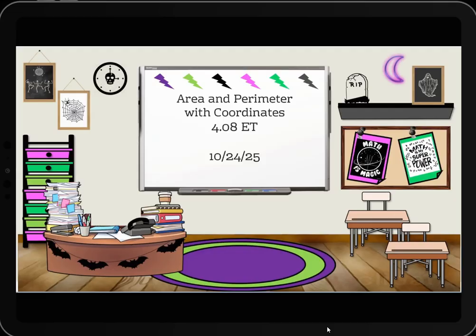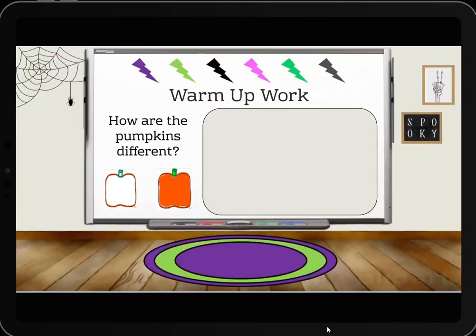Alrighty, we are looking at 4.08 exit ticket for 1024. Let's go ahead and get started. First up, we have our little warm-up, which is how are the pumpkins different?